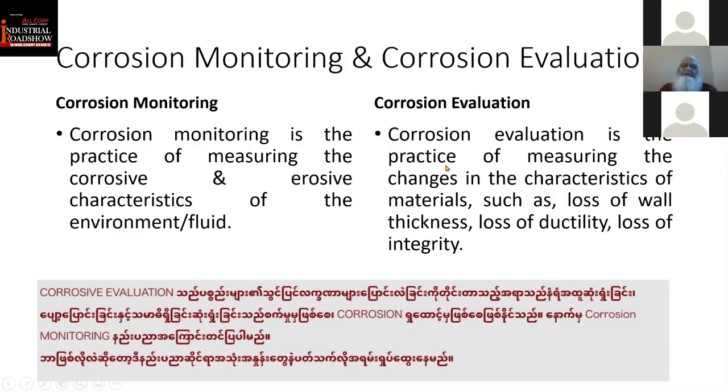Corrosion evaluation is the practice of measuring the changes in the characteristics of materials, such as loss of wall thickness, loss of ductility, and loss of integrity. Integrity may be from the mechanical or from the corrosion viewpoint.